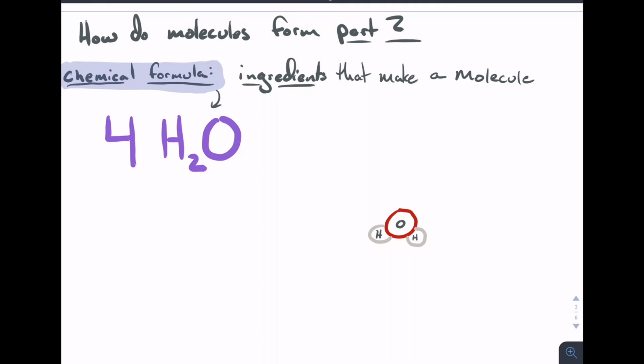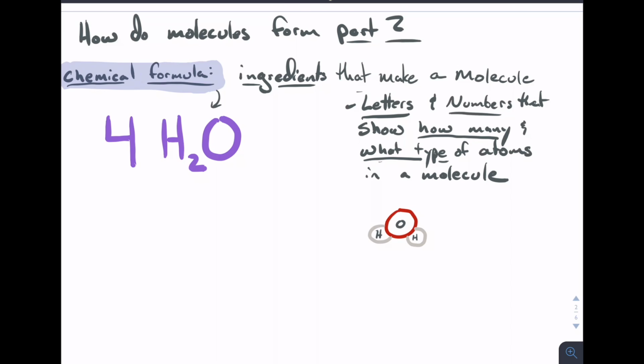So the definition I usually write down is more of a book definition. It says this: letters and numbers that show how many and what type of atoms are in a molecule. So you can see the example there is 4H2O. That's the water molecule from above, and I drew a little picture of it down there below my definition. So let's take a look at what the different numbers mean.